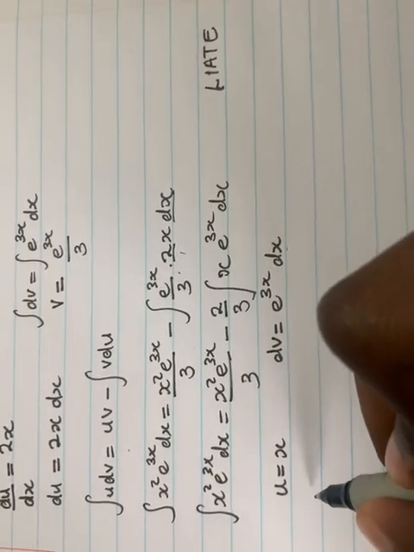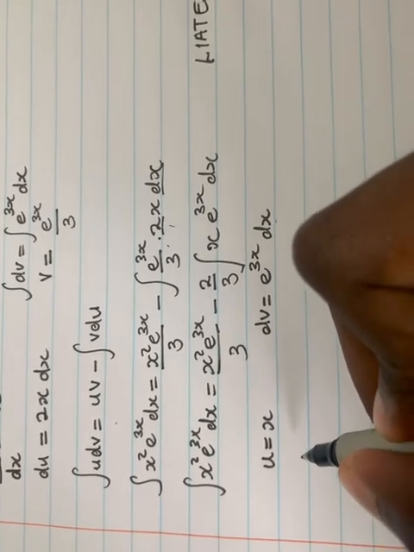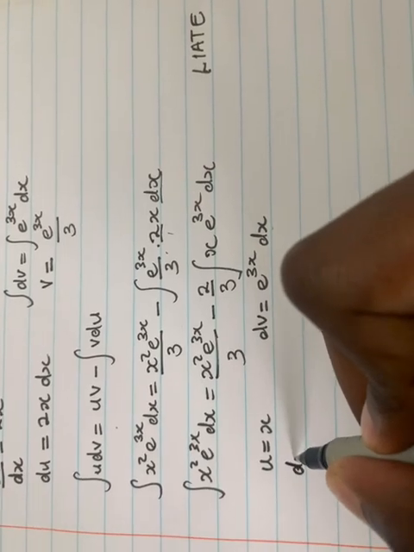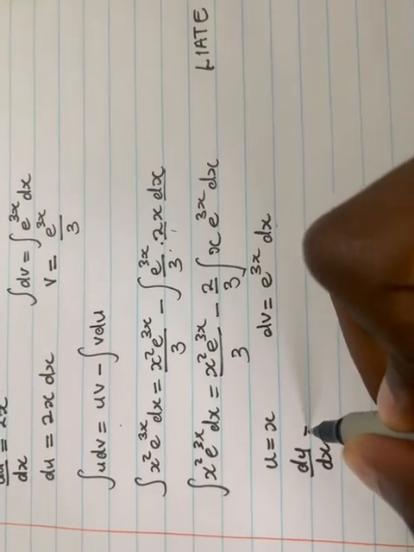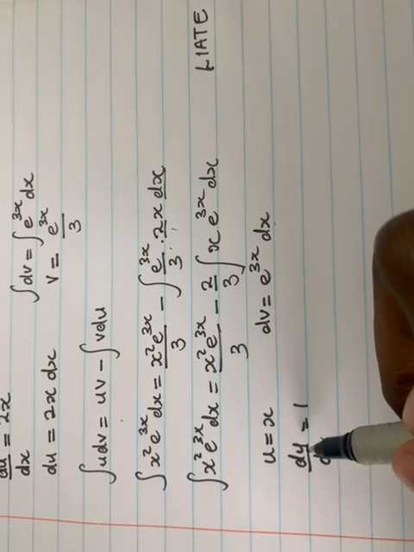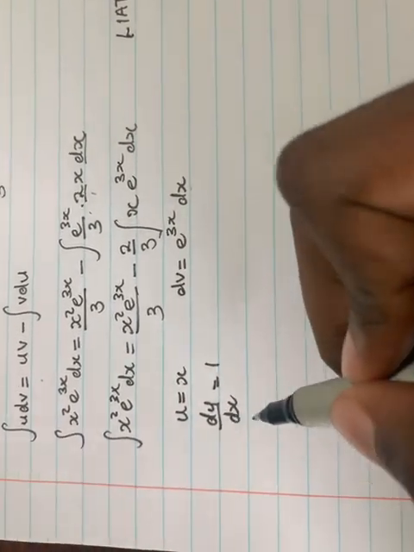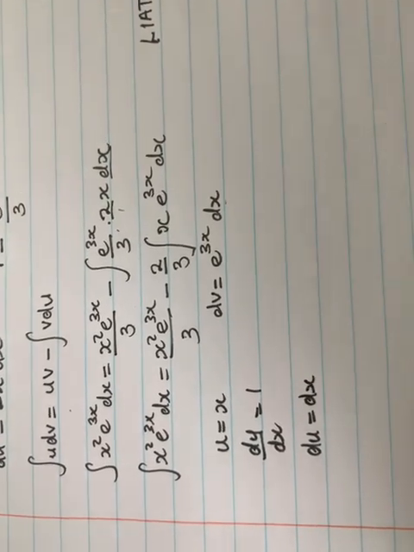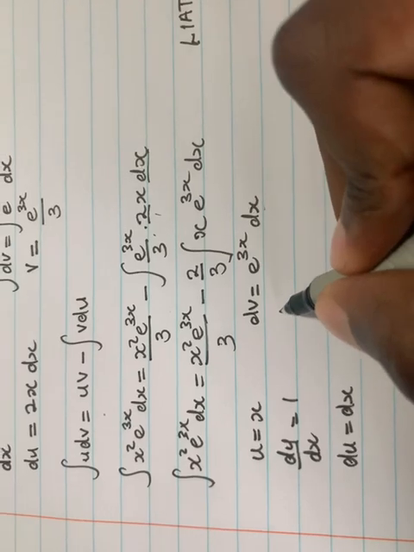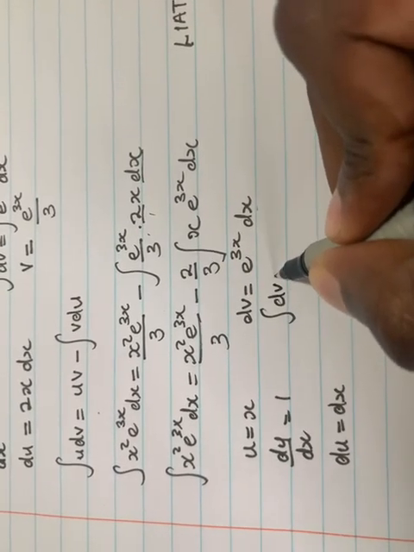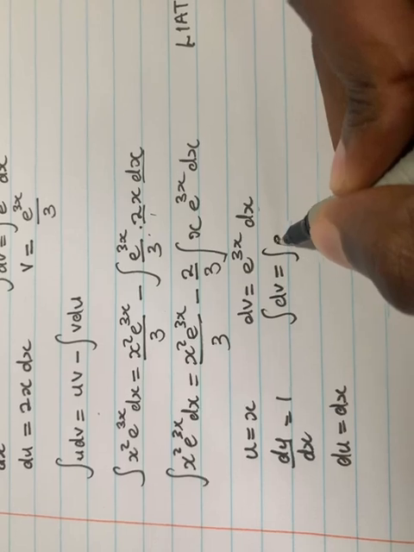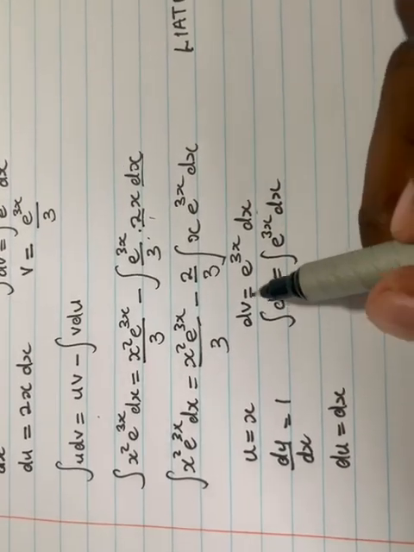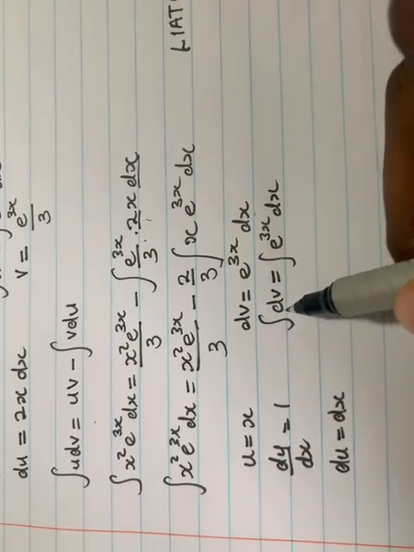So here we need to now differentiate x, and we know that the derivative of x is 1. So we say du over dx is equal to 1, and we make du the subject of the formula, and therefore we will have du equal to dx. And then we integrate on this side. We have the integral of dv, and the integral of e to the power of 3x dx.